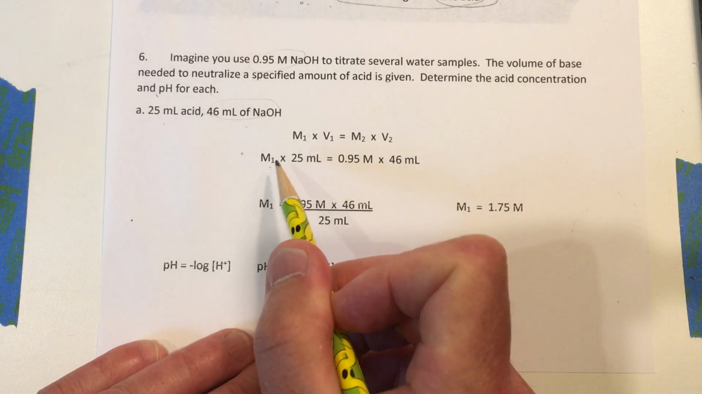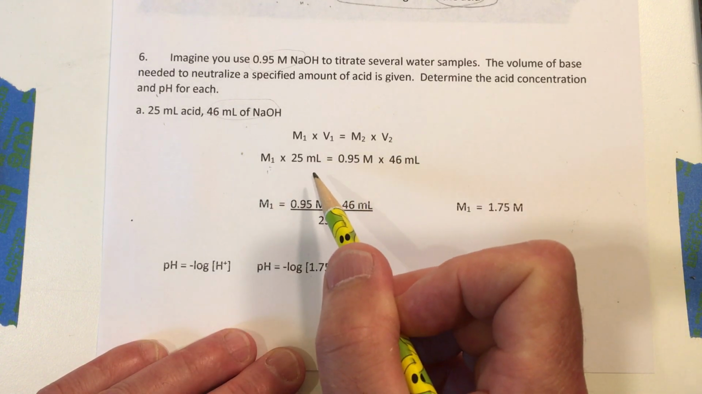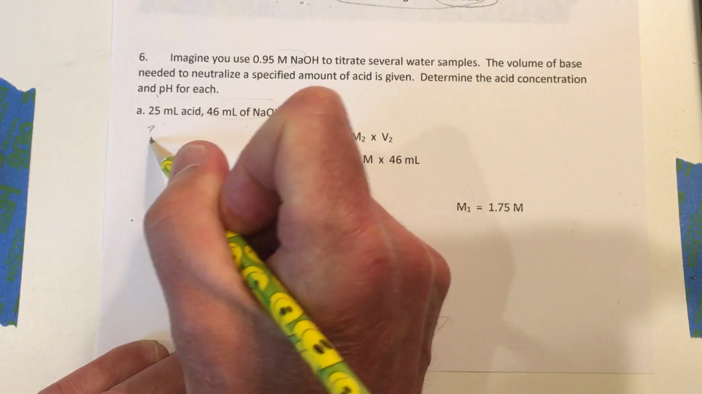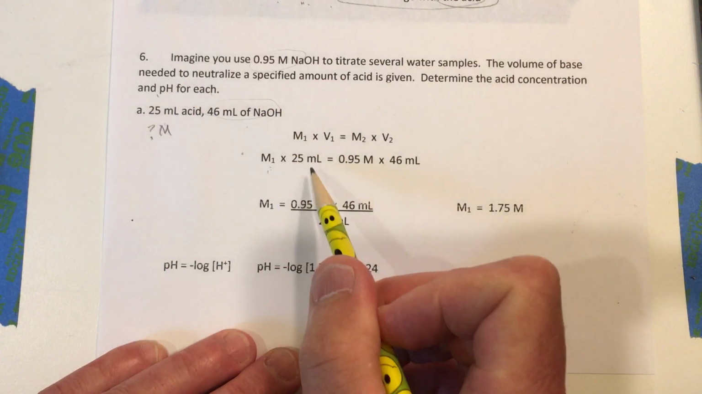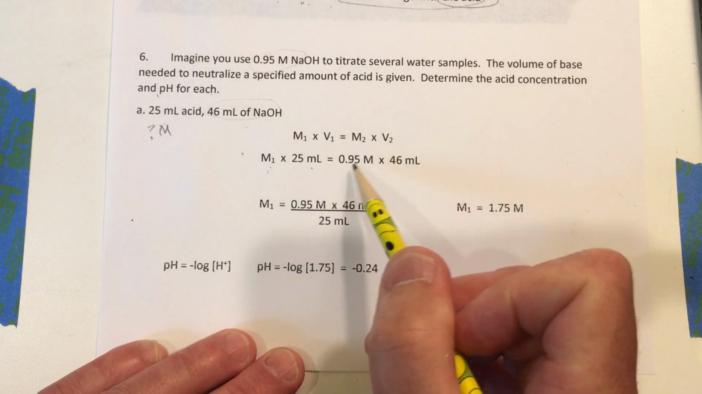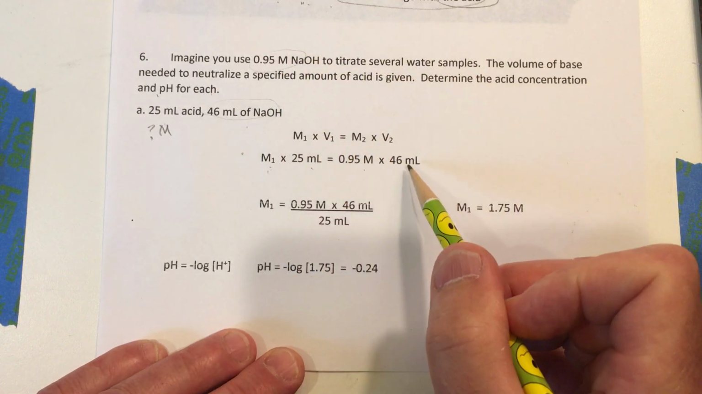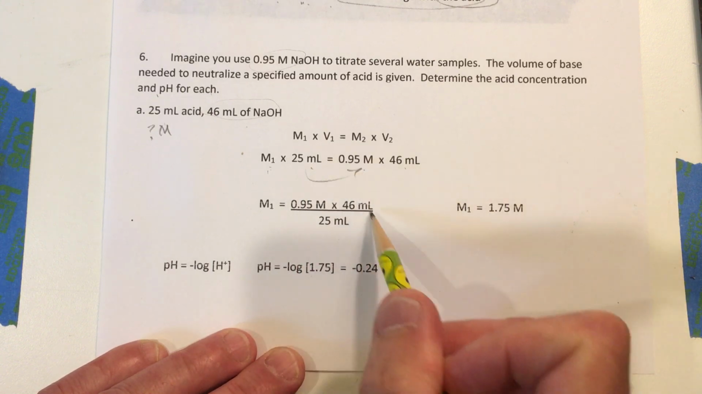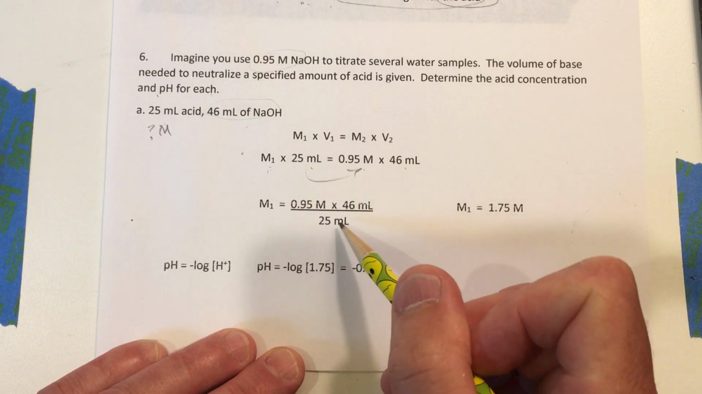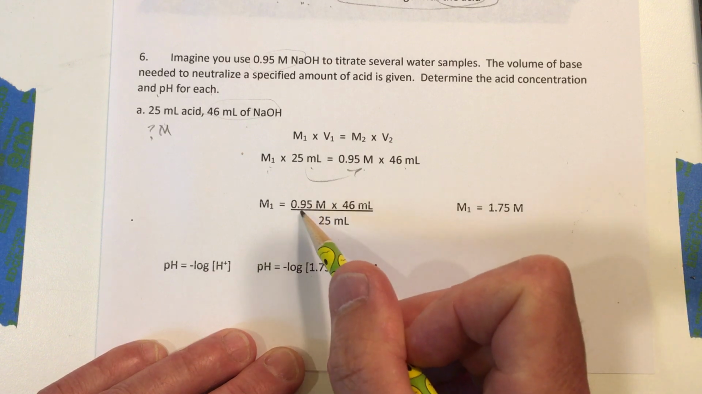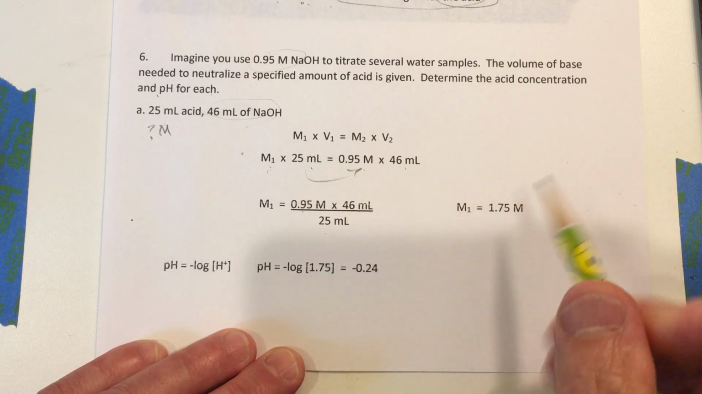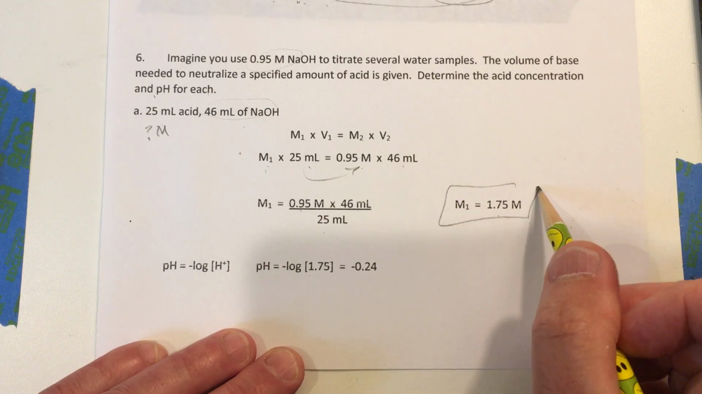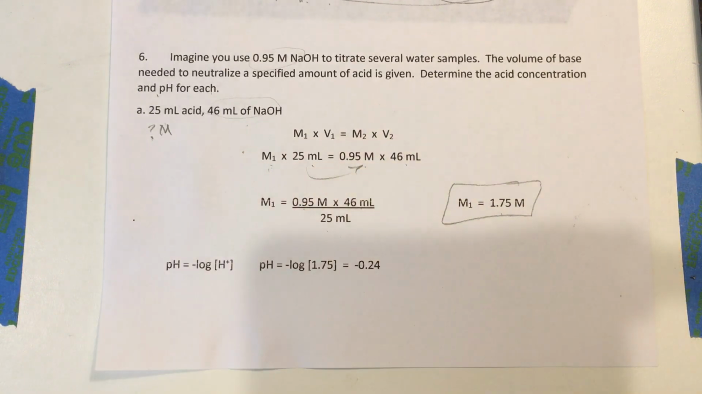So M1 is our concentration of acid. That's what we're trying to find, the molarity of the acid. And we know the volume, 25 milliliters. Here's the molarity of the base. Here's the volume of the base. And of course, we need to move the 25 under the other side. When we do that, we would do 0.95 times 46 divided by 25, and we get 1.75 molar. So that's our first answer. That's the molarity of the acid.